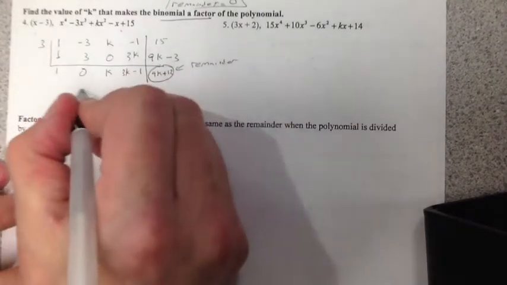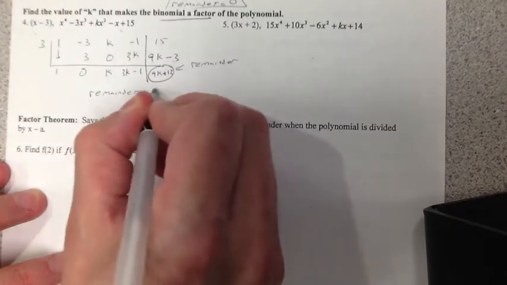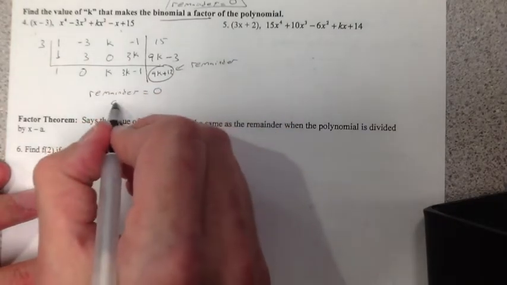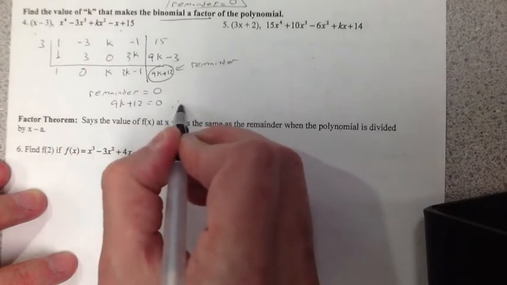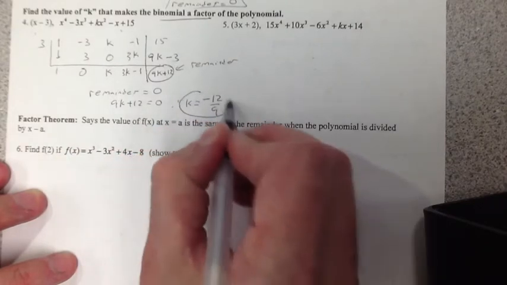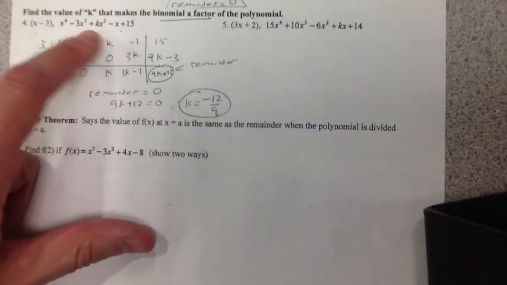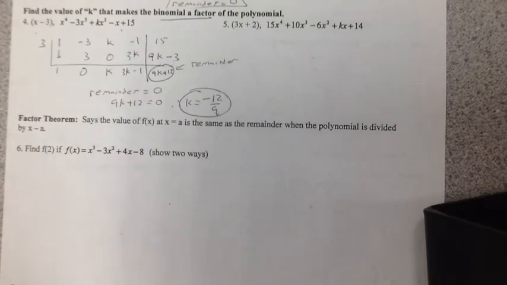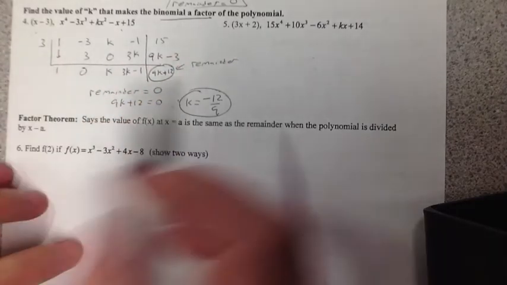But remember, the remainder has to equal 0. So I take this 9k plus 12, set that equal to 0, and therefore k equals -12 over 9. So if you make this k a -12 over 9, x minus 3 then will be a factor. So let's go and try number 5. Pause this one if you need to. Try it again. And let's take a look at number 5.